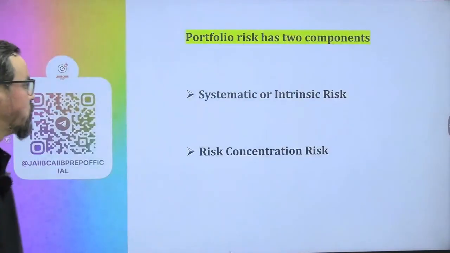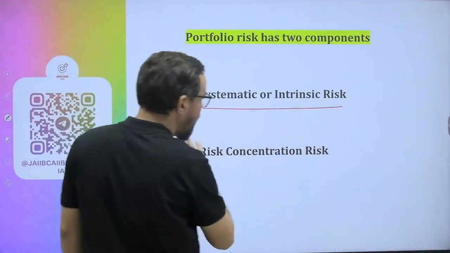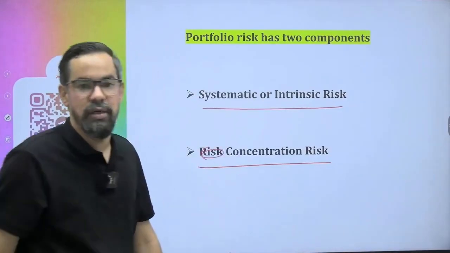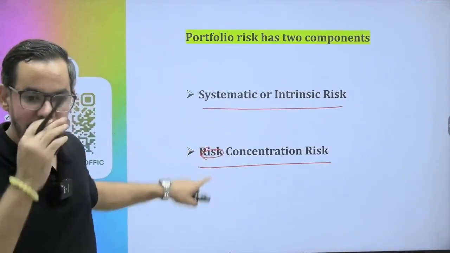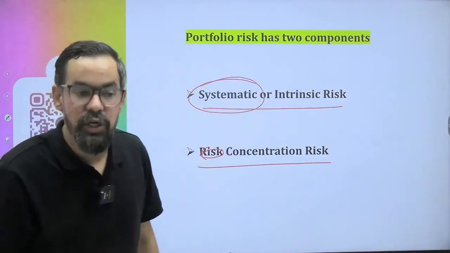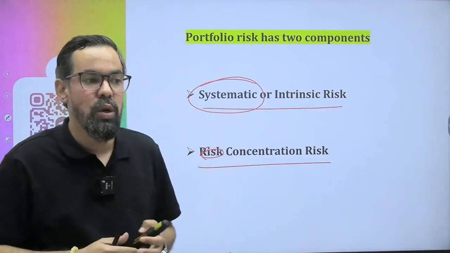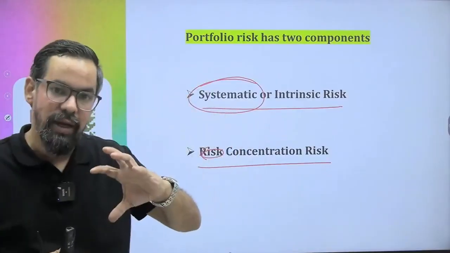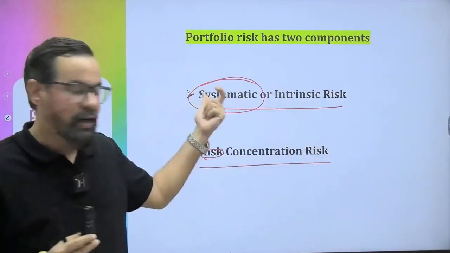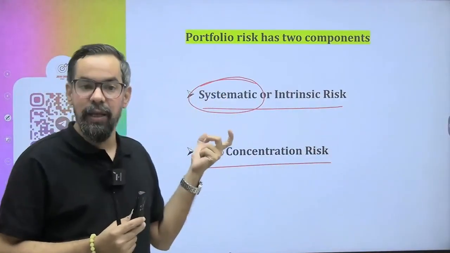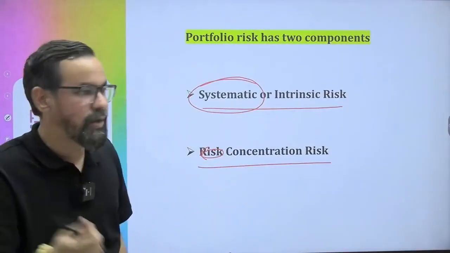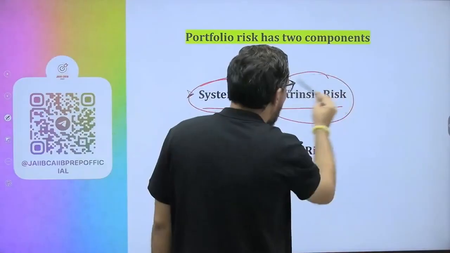Correct? Okay. So we have two types of risk: systematic or intrinsic risk, and concentration risk. Everyone knows about these two, that is clear to everyone. When it comes to systematic risk, it is non-controllable in nature and has a broader impact. Unsystematic risk is controllable and diversifiable in nature. Systematic risk is non-diversifiable in nature, and it has a broader impact. Sometimes it is also called intrinsic risk.